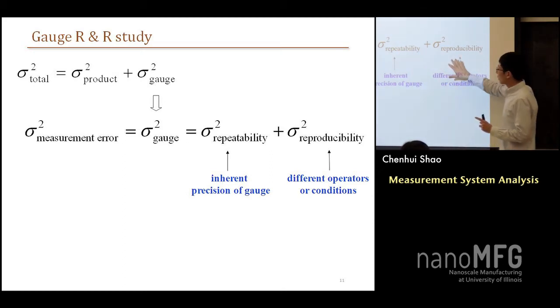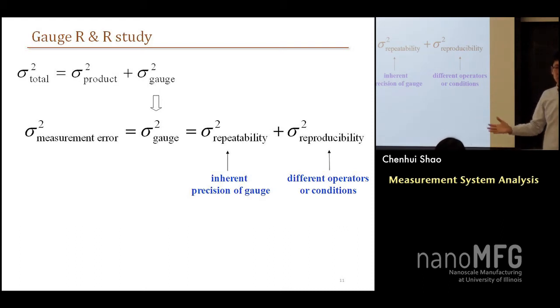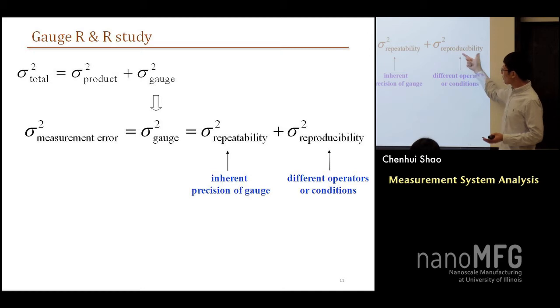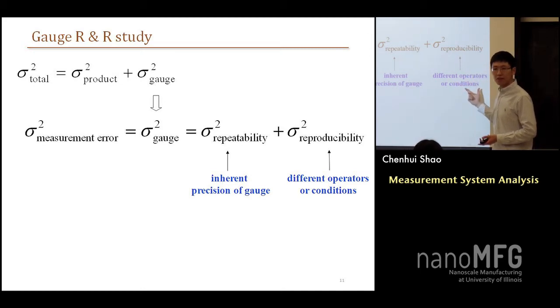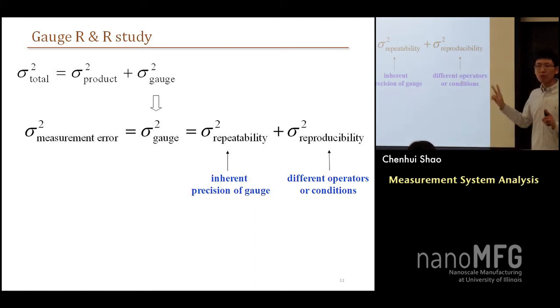On the other hand, if we have multiple operators measuring the same stuff multiple times, then we have reproducibility, which is decided by different operators or conditions. So in order to complete a full gauge R&R study, we estimate both. So how do we do that?